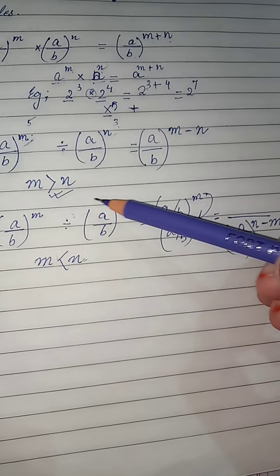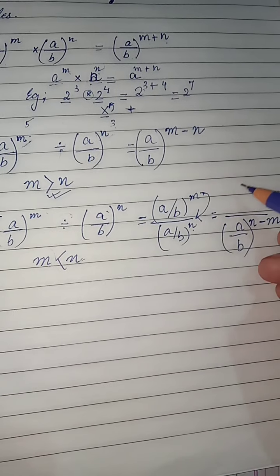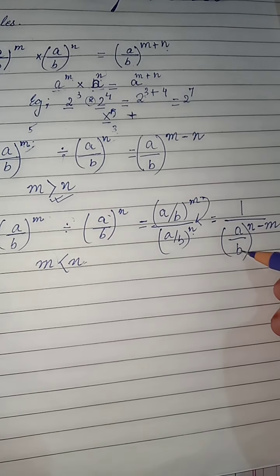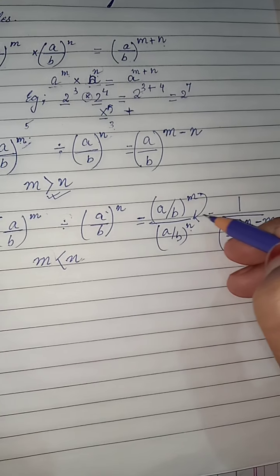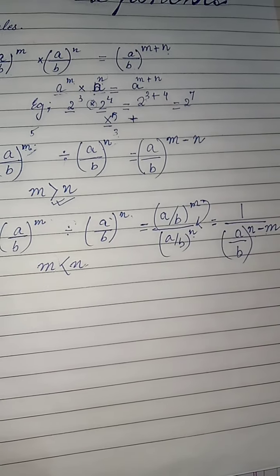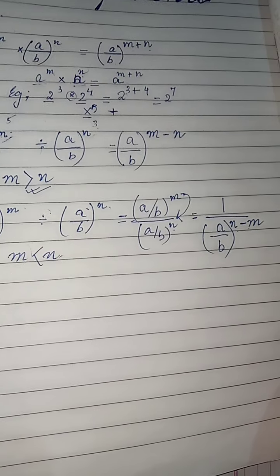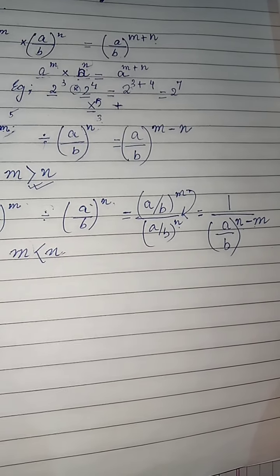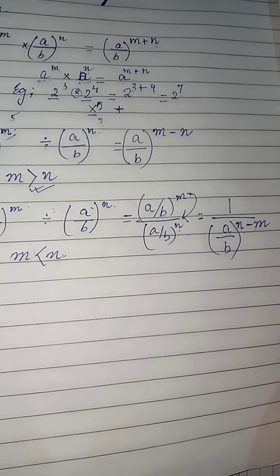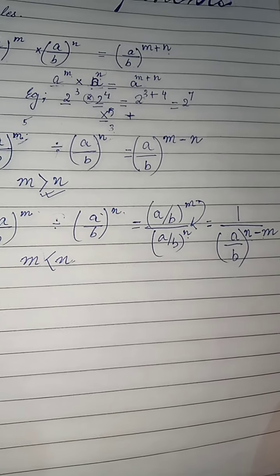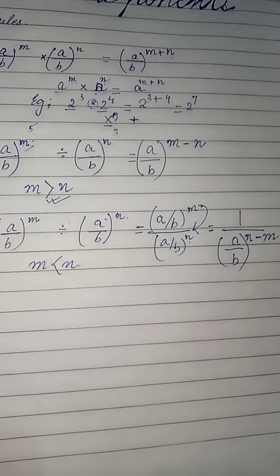Here division is happening, so instead of m minus n, we will do 1 by (a/b) whole to the power n minus m, we will do n minus m. Okay, and whatever your answer will be, we will just write the reciprocal of that. Reciprocal means just we'll turn the digits upside down. I'm showing with an example.